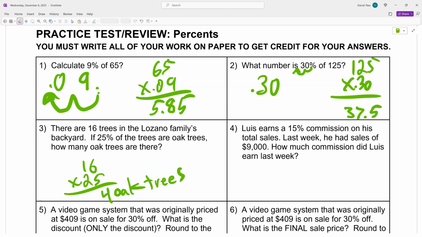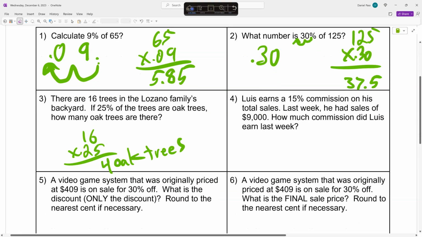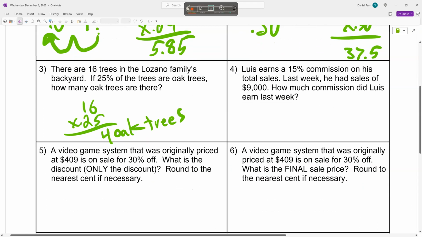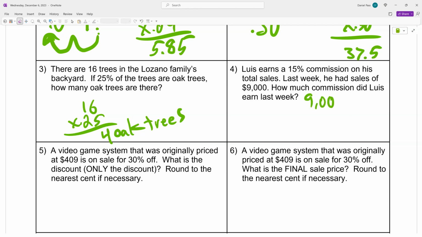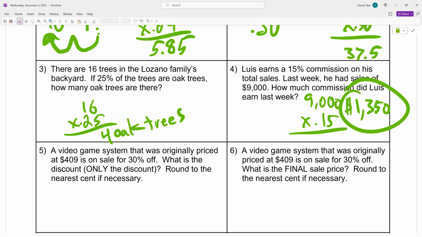Okay, so Luis earns a 15% commission. Good for him. So if he sells $9,000, we have to find out how much he made. How do we do it? We get 9,000 and times it by 0.15. Multiply it by 0.15. Very good. 9,000 times 0.15 makes 1,350. Is that right? That is right. So $1,350.